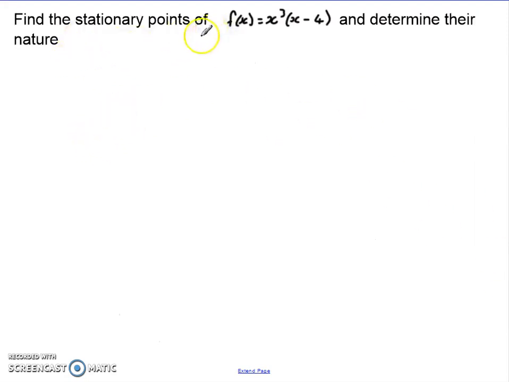So I want to find the stationary points of f of x equals x cubed bracket x minus 4 and determine their nature. Now remember, the first thing we want to do is find the derivative. So to do that for this, I'll multiply out the bracket to start. I've got to have it term by term. So that gives me x to the power of 4 take away 4x cubed. Now I calculate the derivative, the f dashed of x.